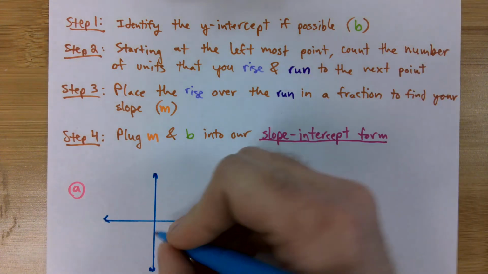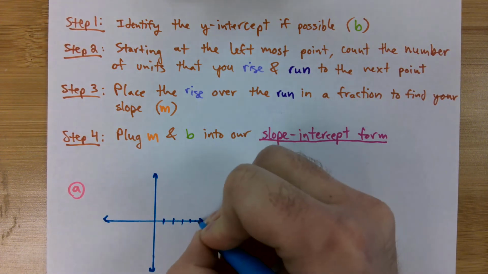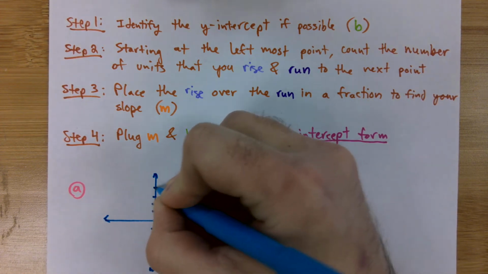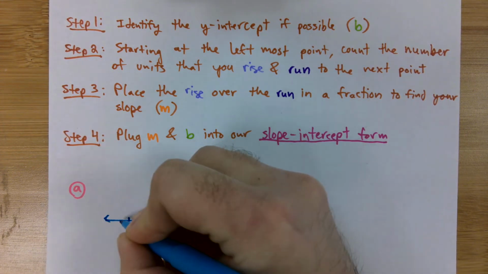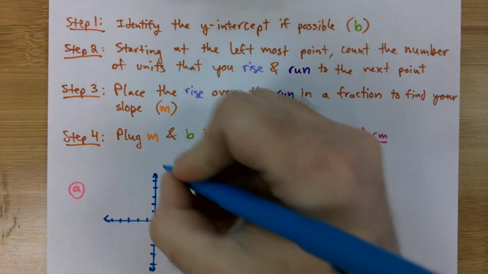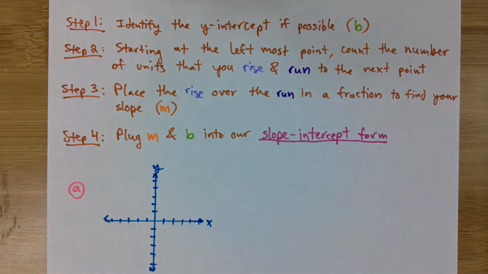Let's do at least 5 notches on the graph. 1, 2, 3, 4, 5. Label your axes x and y.